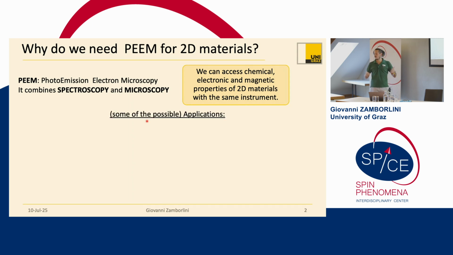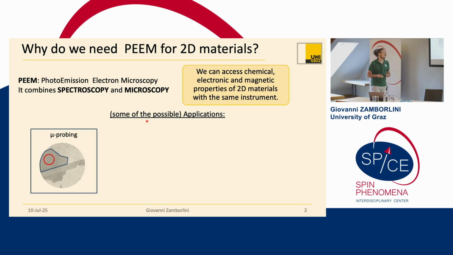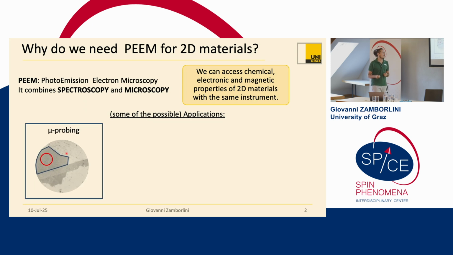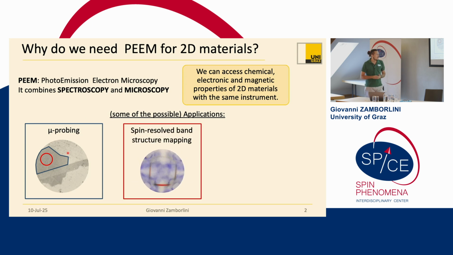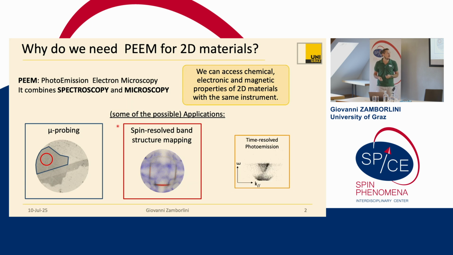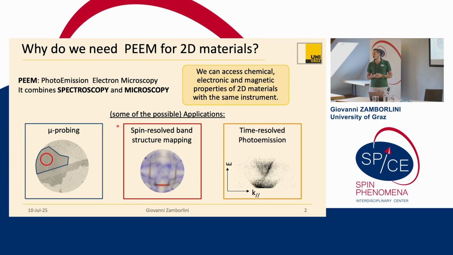I decided to select some key examples or applications. The first one that I guess many of you would be interested in is so-called microprobing: the capability of our instrument to look for, for example, flakes on our surface, find them, and locally measure electronic, magnetic, and dynamic properties. The instrument can also be upgraded, and you can perform spin-resolved band structure mapping, so you can access the band structure of your material with spin resolution. And finally, if you couple it with the proper sources, you can also study the ultrafast dynamics of such systems.